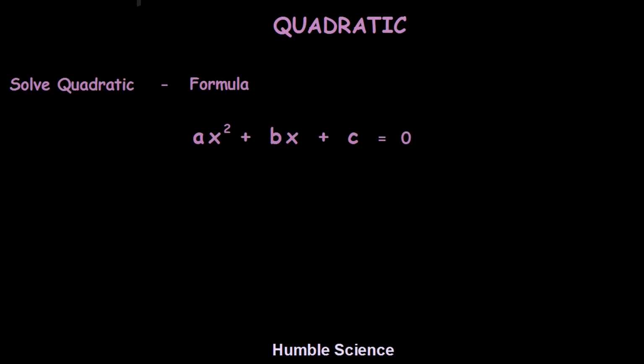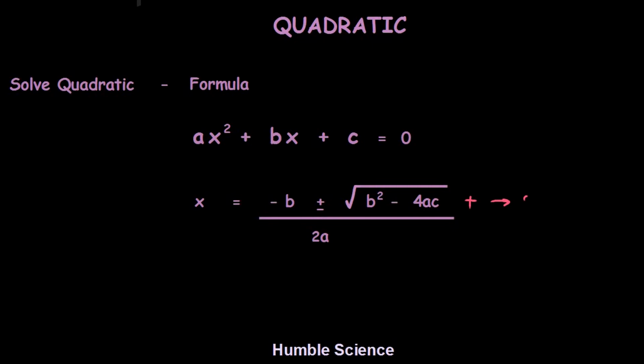Another way to solve a quadratic is to use the formula. For the equation ax squared plus bx plus c equal to 0, we can use this formula to solve for x. With plus and minus over here, x may have up to 2 possible answers, depending on the value under the square root. If b squared minus 4ac is positive, we may be dealing with 2 real numbers as possible answers. If b squared minus 4ac is 0, we may be dealing with 1 real number as the possible answer. And if b squared minus 4ac is negative, we may be dealing with 2 complex numbers as the possible answers.